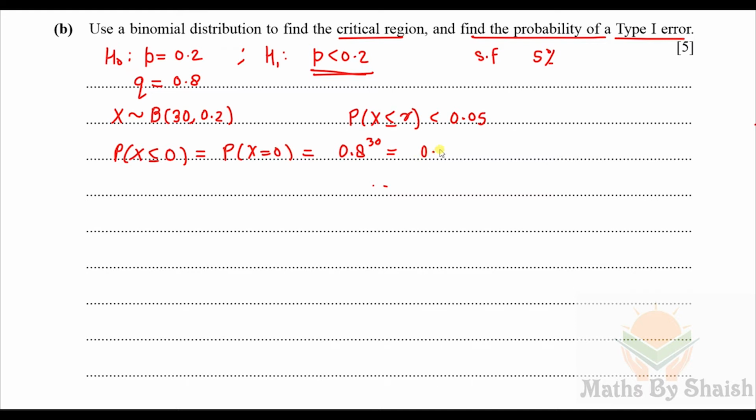It is coming 0.001237 and so on. So from here we get the hint that we have to go for the next value, because it is very much less than 0.05. So next is P(X ≤ 1), that is 0.8 to the power 30 plus 30C1, that is 30, into 0.2 to the power 1 into 0.8 to the power 29. And it is coming 0.0105 and so on, which is again less than 0.05, but it is still quite small, so we have to check the next value. If the next value is also less than 0.05, then the critical region would be that.